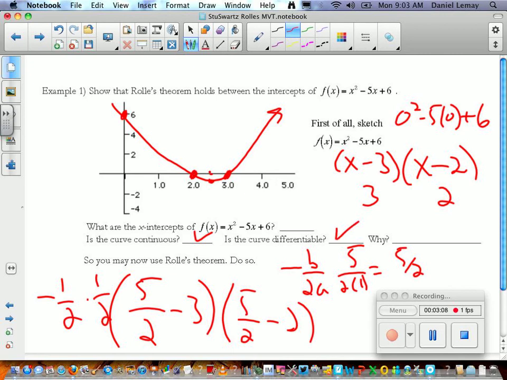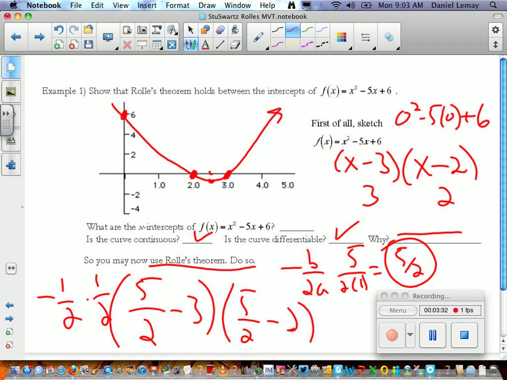It sure is. Is it differentiable? Yeah, it's a polynomial, no corners or cusps or holes. And that's why. There's no corners, cusps, holes, vertical tangents. It's a nice, smooth, well-behaved curve. So now we're going to use Rolle's theorem to find out that x value, which we already know the answer is that x is 5 over 2. So let's use calculus and Rolle's theorem to show this.